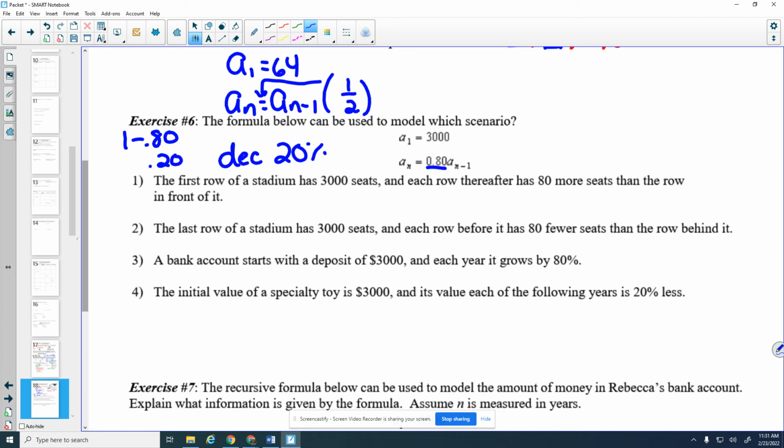So if I look at each of these situations, first row of the stadium has 3,000 seats, that's good, but then each row after has 80 more seats, that would be an adding pattern, arithmetic pattern. The next one is similar but says 80 fewer seats. So both of those are arithmetic. A bank account starts with a deposit of 3,000 and each year it grows by 80%, then I would expect to see 1.80, right, as the multiplier in my recursive definition. The initial value of a specialty toy is 3,000, and its value each of the following years is 20% less. That one looks good, and it matches my function, or my definition.